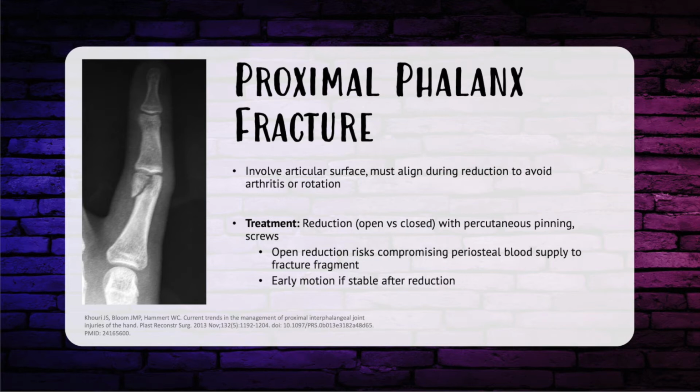If the open approach is elected, it's important to maintain the collateral ligament attachments since this might be the only blood supply to that bone fragment. Fixation can be achieved with small screws or K-wires. As long as the fracture is stable, protected early motion is instituted with splinting until the fracture is healed.